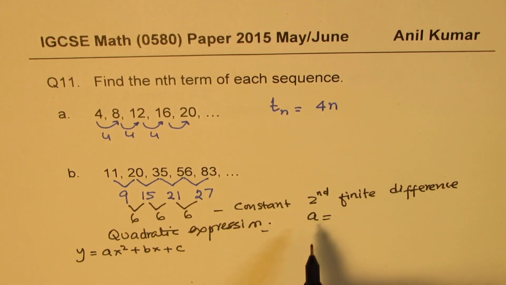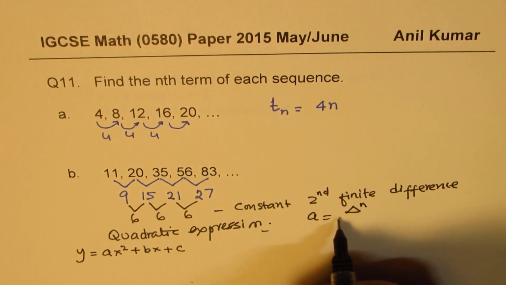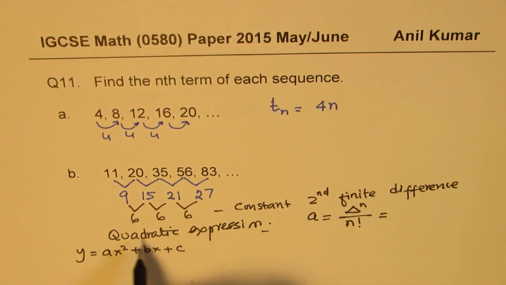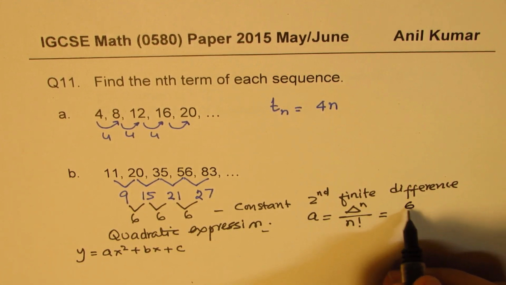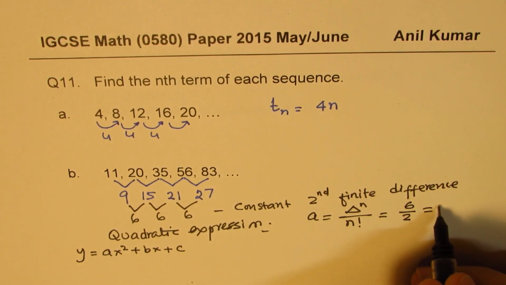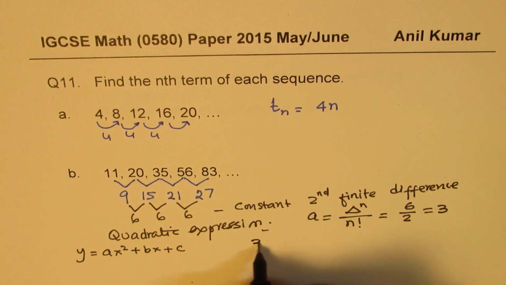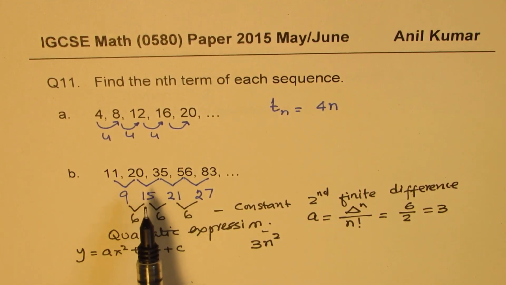Now we can find the value of a from the finite difference. So the formula here is that the finite difference, whatever you get, divided by n factorial. In this case, second finite difference is constant, so which is 6. So we get 6 over 2. So the value of a is 3. Okay? So we get the value of a. So we know the first term. We write this as 3n squared. Now from here we can develop our formula.